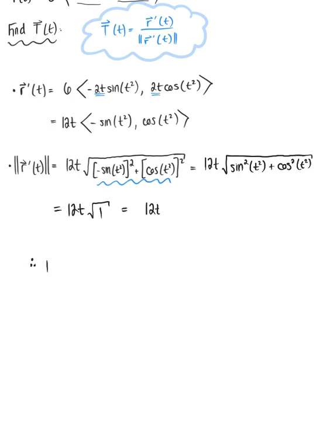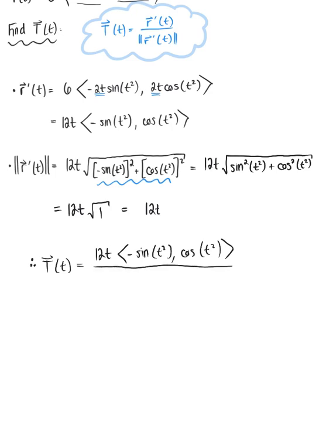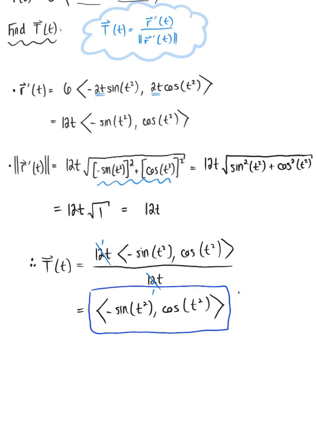And so therefore, the unit tangent vector, which again we know is defined as the tangent vector, which we found to be 12t multiplied by the vector minus sine of t squared, cosine of t squared, and this is all divided by the length of that tangent vector, 12t. And so we see the 12t in the numerator cancels with the 12t of the denominator, leaving us with the beautiful final answer, minus sine of t squared, cosine of t squared. So here is the first part of our final answer. This is our unit tangent vector. And we're now going to go ahead and use our unit tangent vector to help us find the principal unit normal vector.